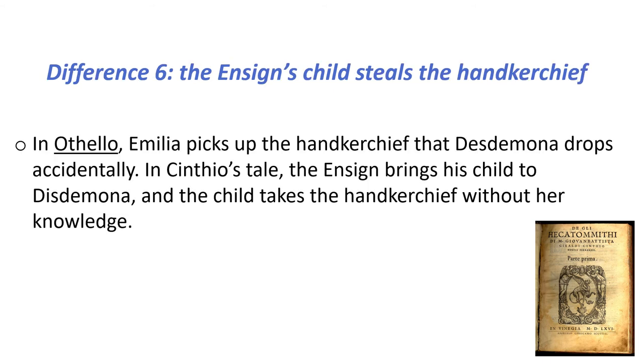Sorry. The ensign's child, he brings the child out to see Desdemona, and the child takes the handkerchief without Desdemona knowing. So Emilia's role is occluded there, it's taken away in Cinthio's version, and Shakespeare introduces Emilia as being the kind of go-between between Desdemona and Iago. So we'll talk about Emilia a little bit later in the video, but what Shakespeare does is really show her subservience to Iago, the fact that she's doing whatever he says, and he also shows the fact that she's completely unaware of what Iago is going to do with this handkerchief, of how he's going to use it.